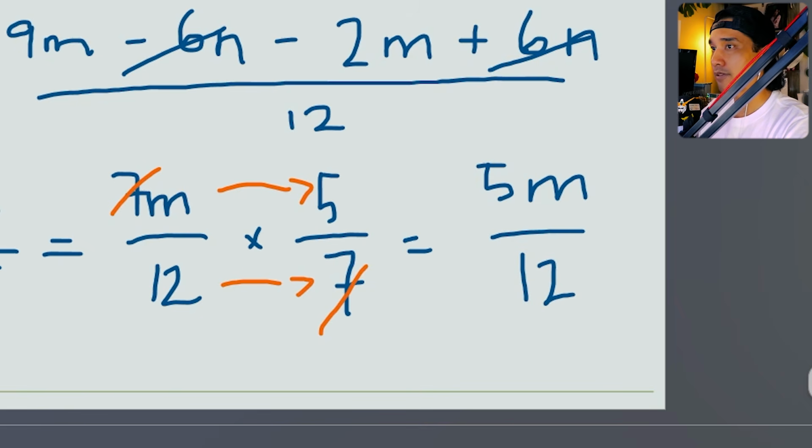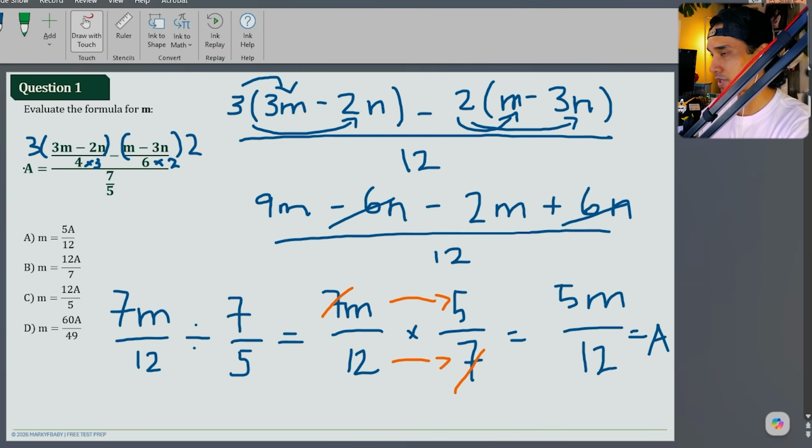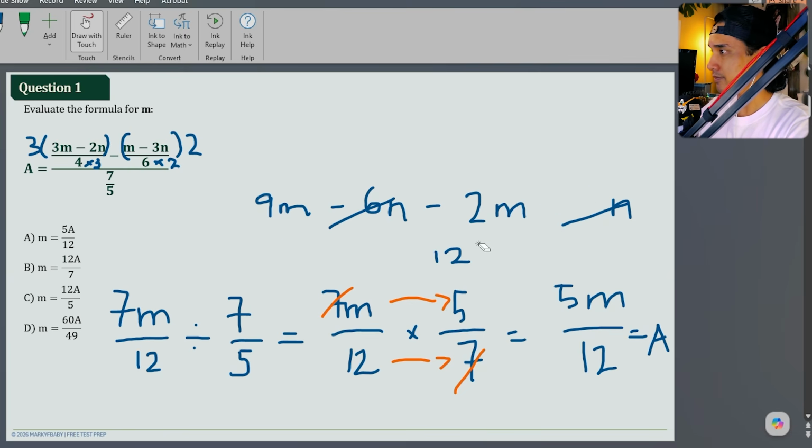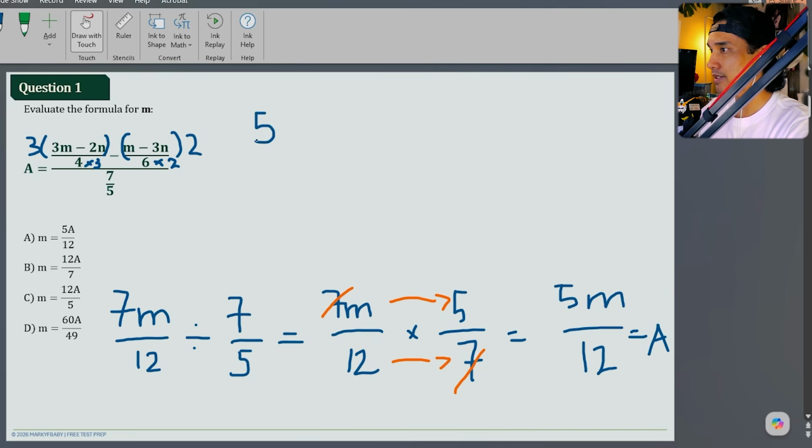And this, folks, is not my final answer. You may think it is, but it's not. This equals only a. Remember, all this was a. Now we need to isolate for m. And this is easy arithmetic. This is rearranging a formula, and this is basic arithmetic. So 5m over 12 equals a, right?